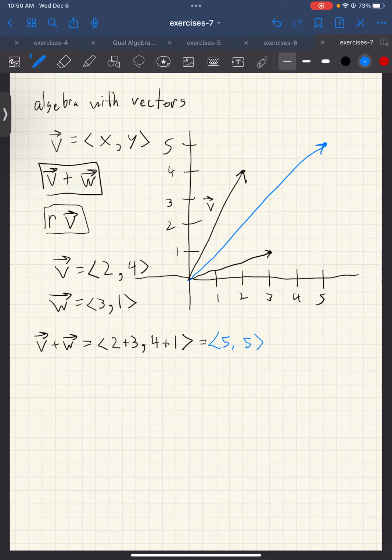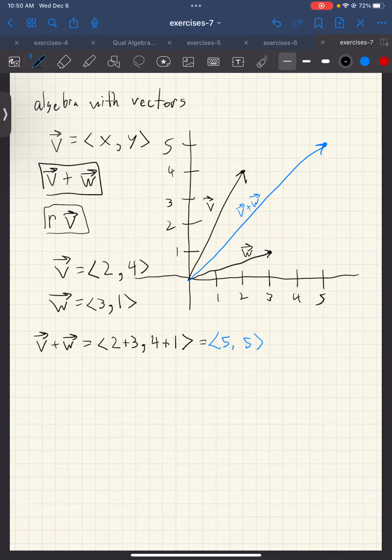So we can see that this vector v plus w does look like it's made up of v and w. Looking at this graph, we can tell it's halfway between v and w, sticking between them there, real interesting.